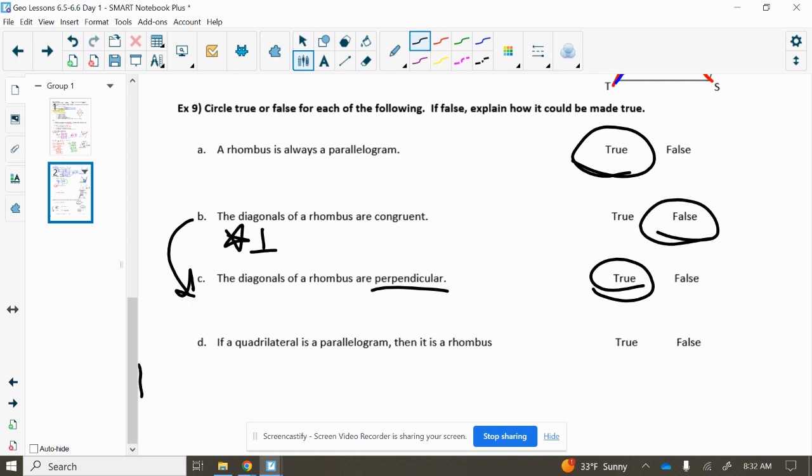And then last but not least, if a quadrilateral is a parallelogram, then it is a rhombus. That's false. It may just be a parallelogram, or maybe it's a rectangle, not necessarily a rhombus. I have multiple options on that.